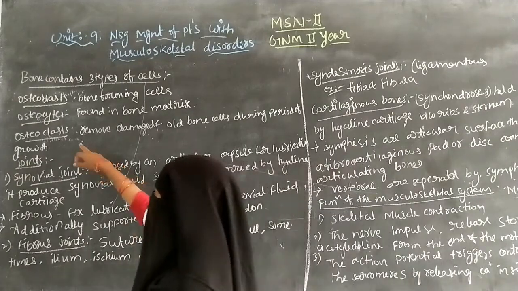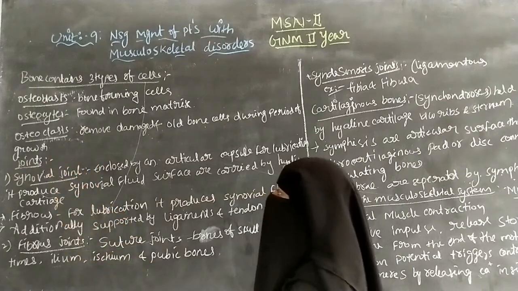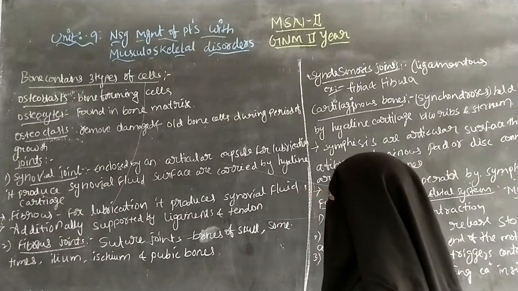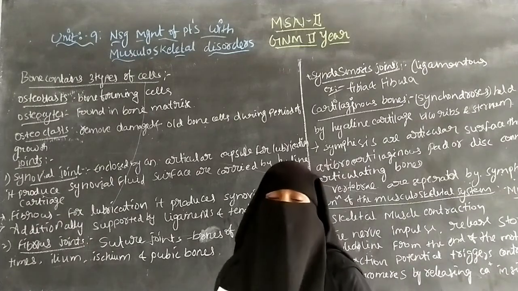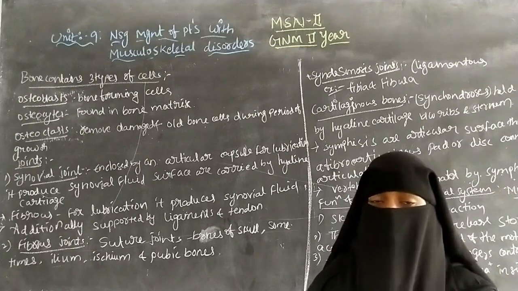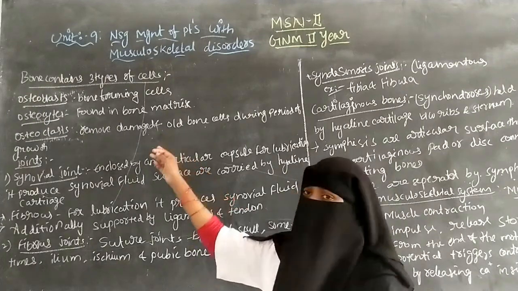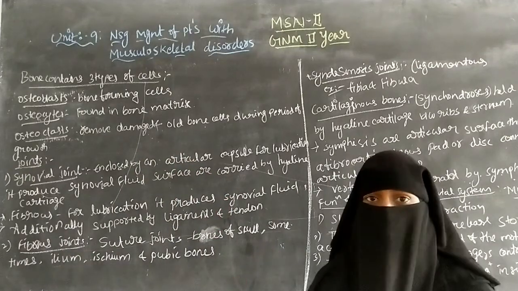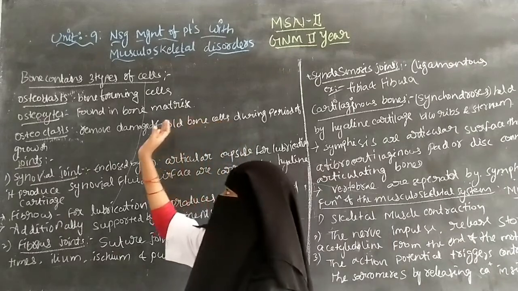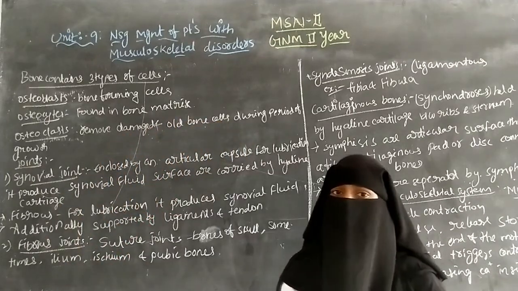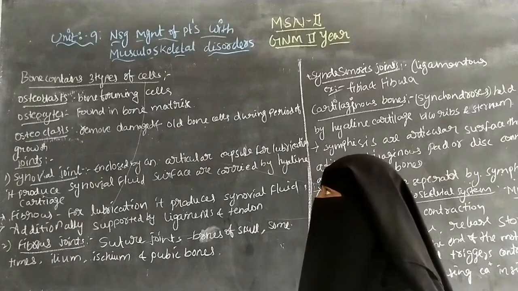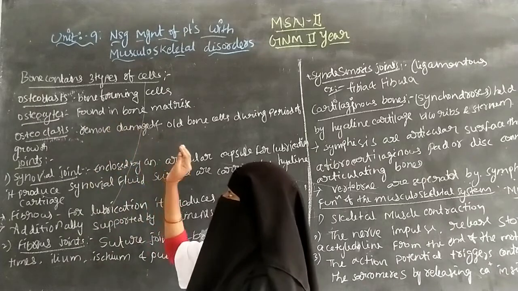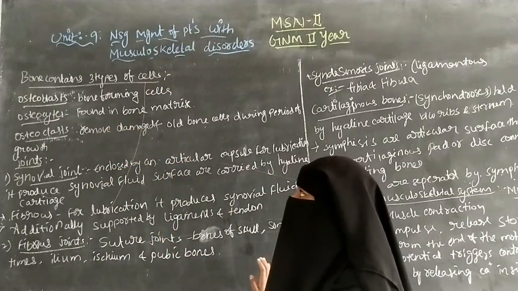The next one is osteoclast. Osteoclasts remove the damaged and old bone cells during the period of growth. So the main function of the osteoclast is the removal of the damaged and the old bone cells during growth. These are the three types of cells involved in the bone.